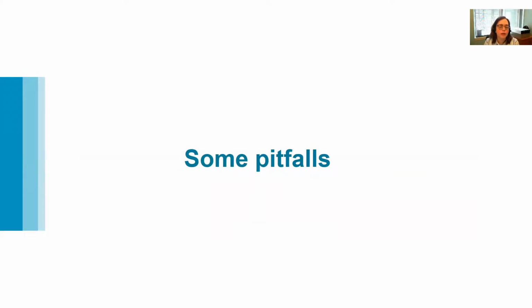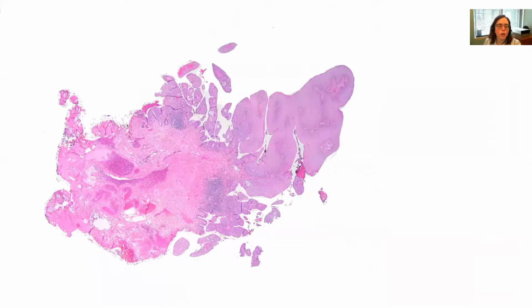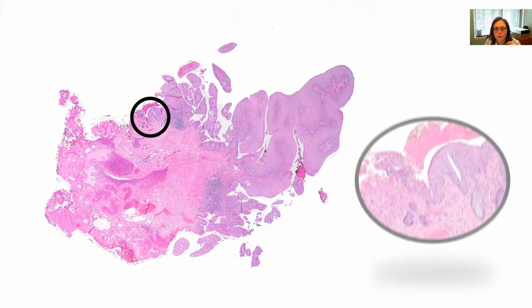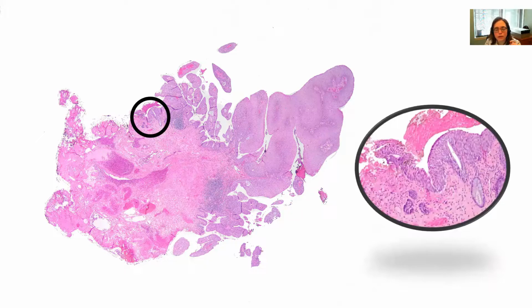Now let's talk about some pitfalls with anal neoplasia, with anal lesions. The first one I want to talk about is that there are some cases where you can identify more than one type of squamous intraepithelial lesion, as in this case, which consisted mostly of areas of LSIL and a very sneaky area, almost it could be easily missed, that when looked at a higher power made us think about the possibility of a high-grade squamous intraepithelial lesion.